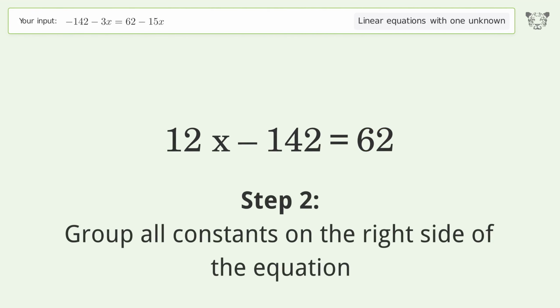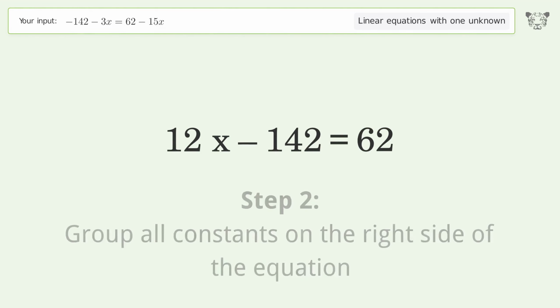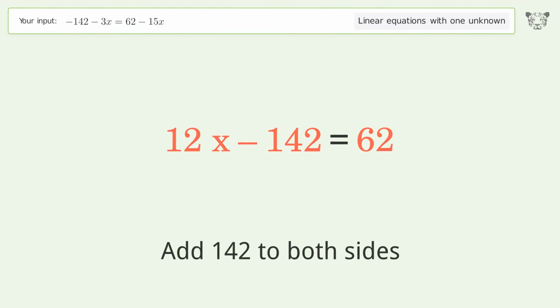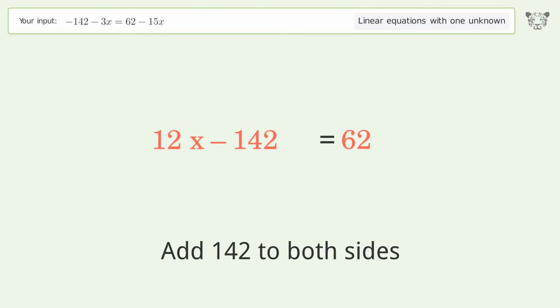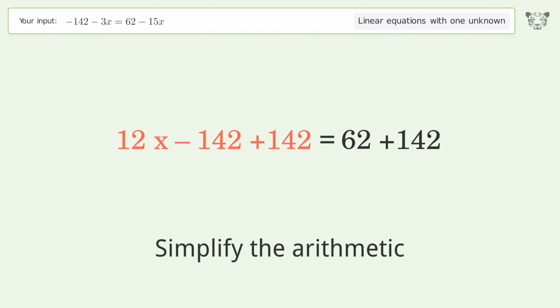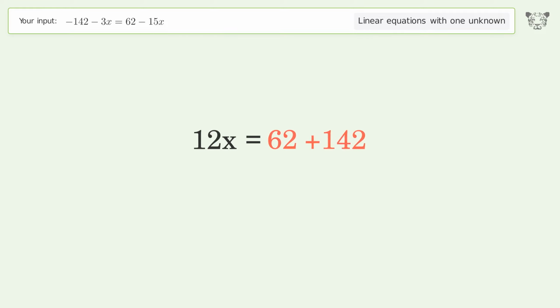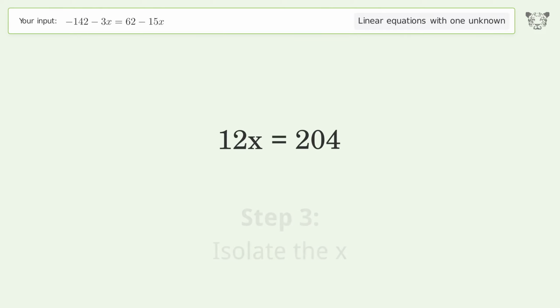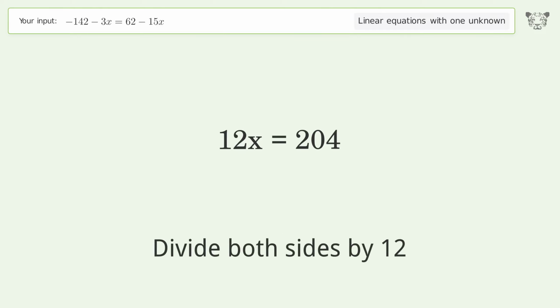Group all constants on the right side of the equation. Add 142 to both sides. Simplify the arithmetic. Isolate the x. Divide both sides by 12.